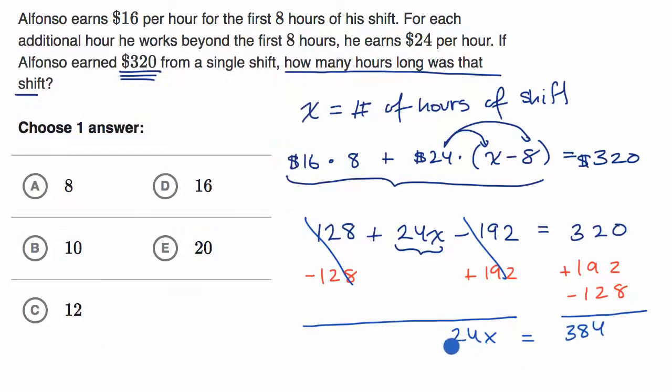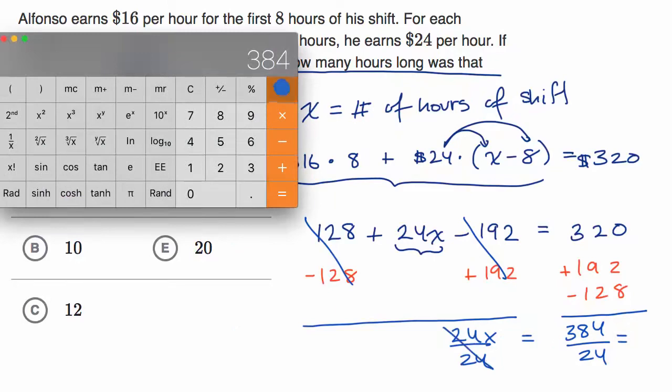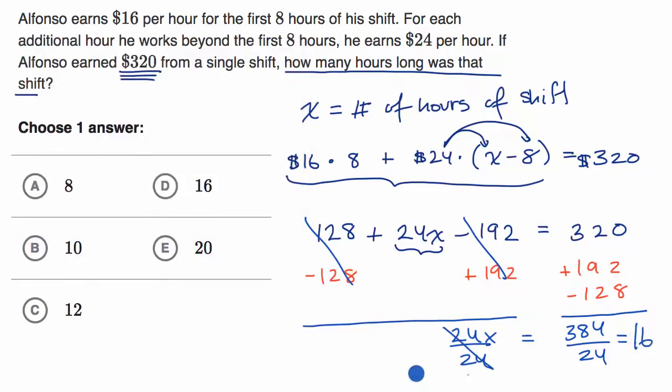Now to solve for x, you just divide both sides by 24. And we get x is equal to, I'll just get the calculator out again. Just take that and divide by 24. We get 16. X is equal to 16, which is that choice right over there.